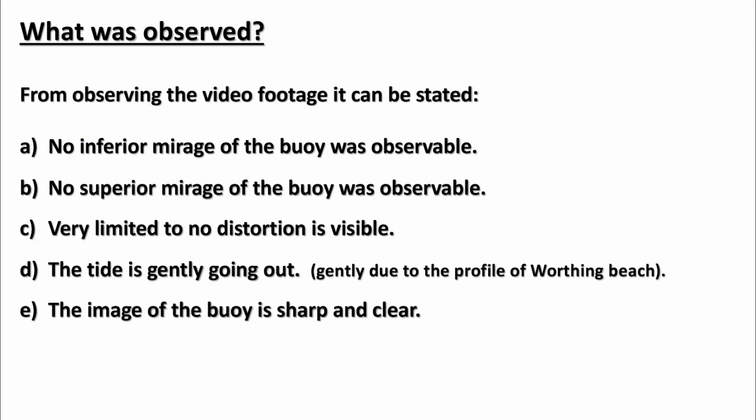What was observed? From observing the video footage, it can be stated: A. No inferior mirage of the buoy was observable. B. No superior mirage of the buoy was observable. C. Very limited to no distortion is visible. D. The tide is gently going out, gently due to the profile of Worthing Beach. E. The image of the buoy is sharp and clear.